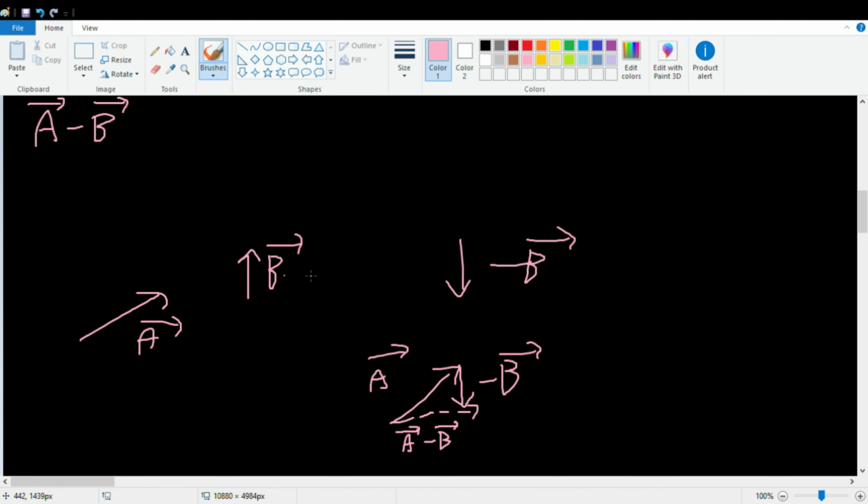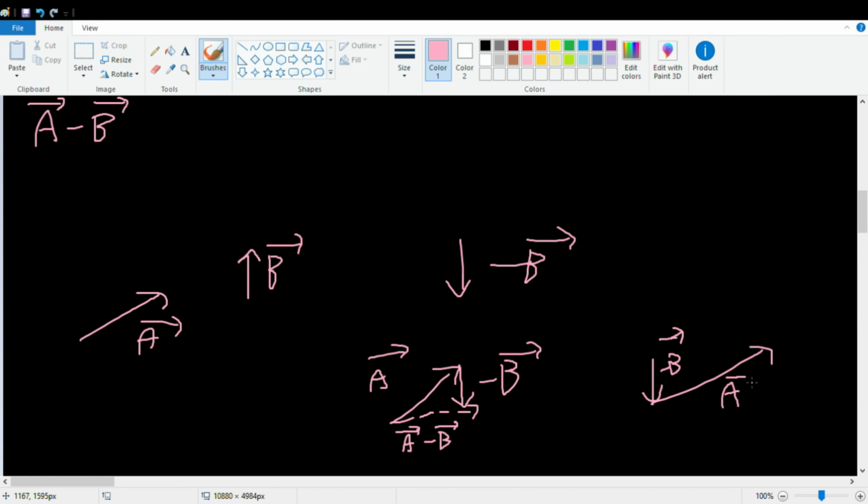And now I'm going to do it again the other way to show you that it really does not matter which one you start off with. Alright, so vector B, negative vector B, right here. Wait.